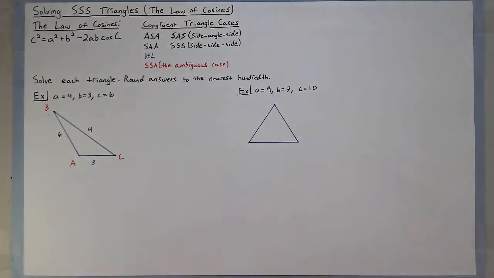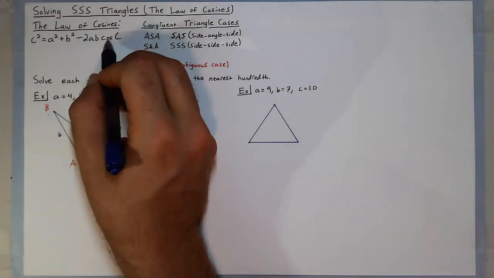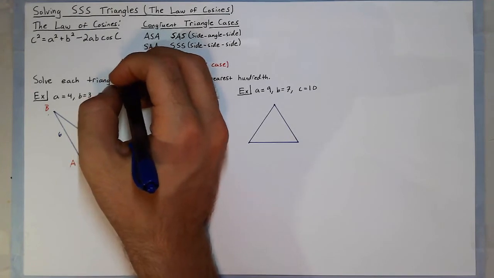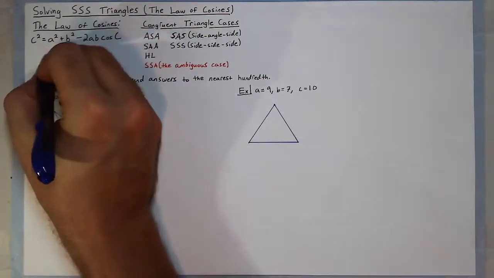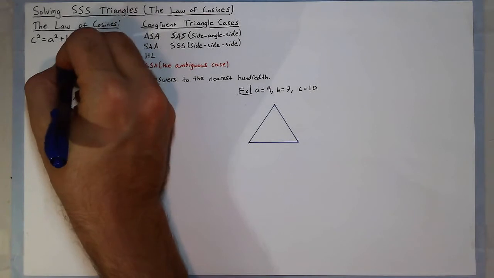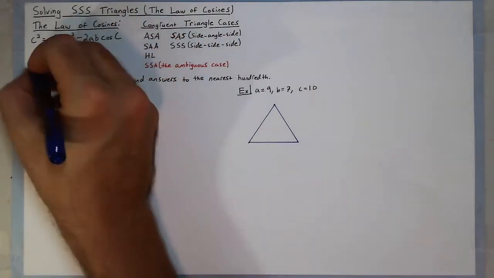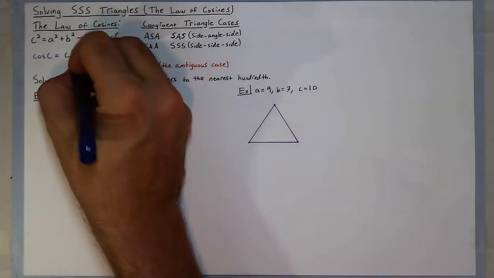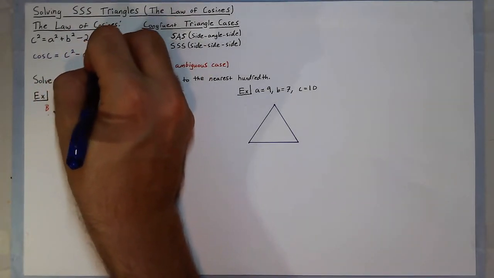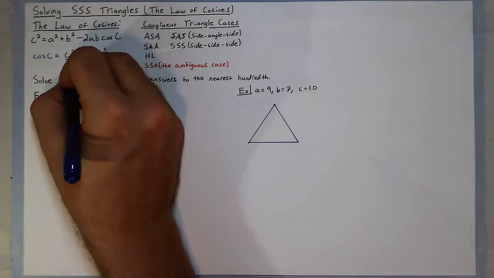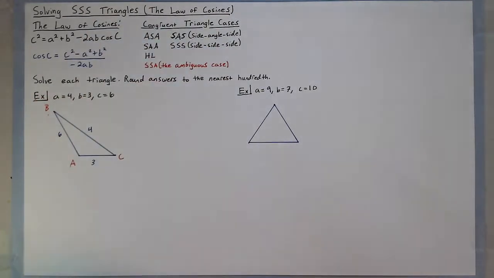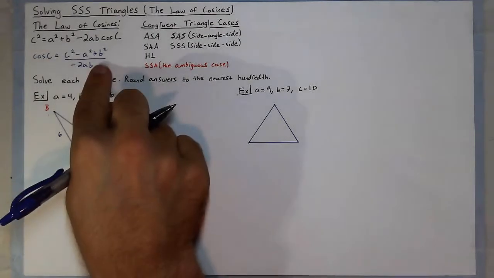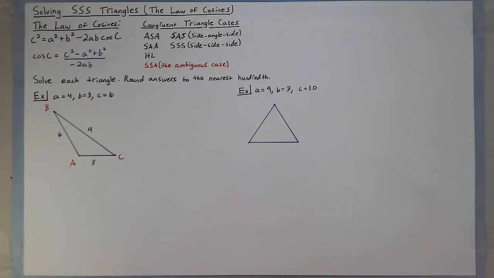So if I were to take this equation and solve for cosine, what I can get is another formula, which could be subtract a squared and b squared and divide by negative 2ab, and I'll get cosine of c is equal to c squared minus a squared minus b squared all over negative 2ab. So this is another way to get more directly to your answer.